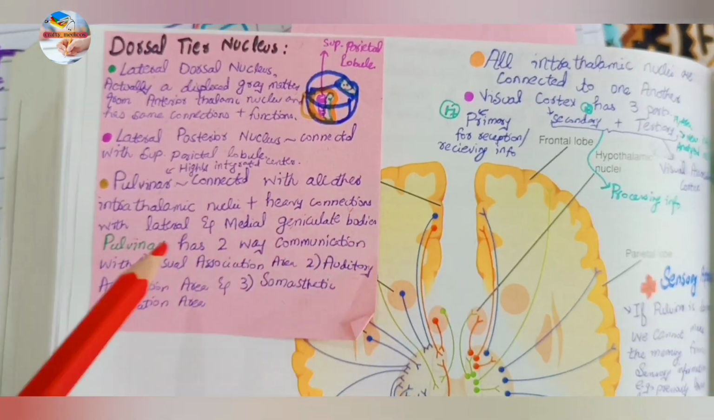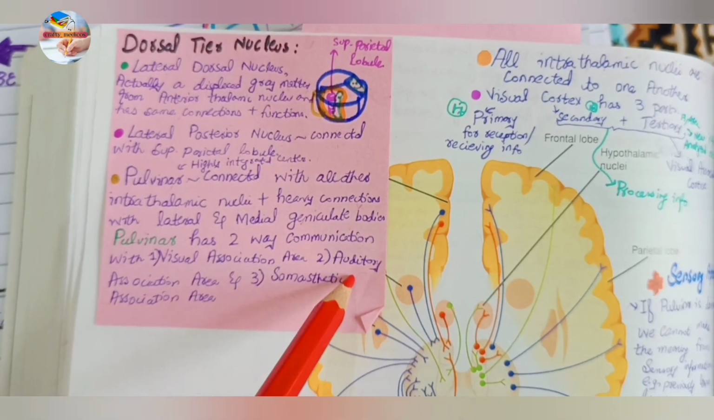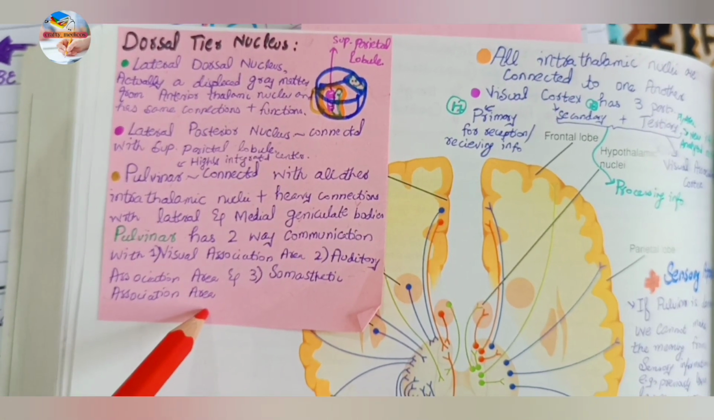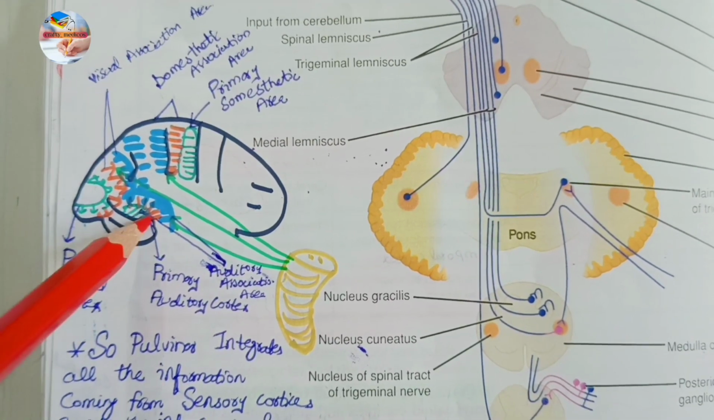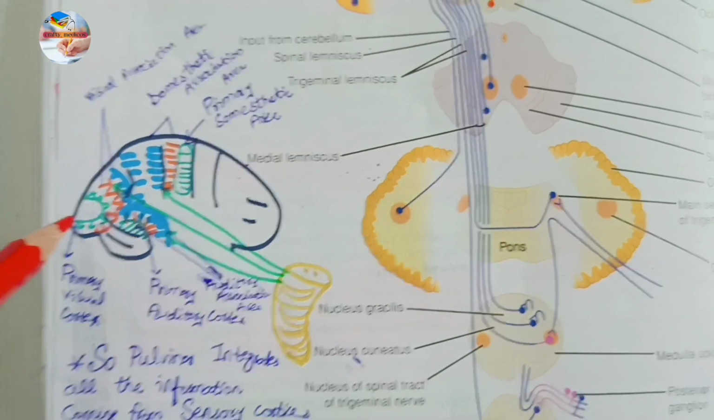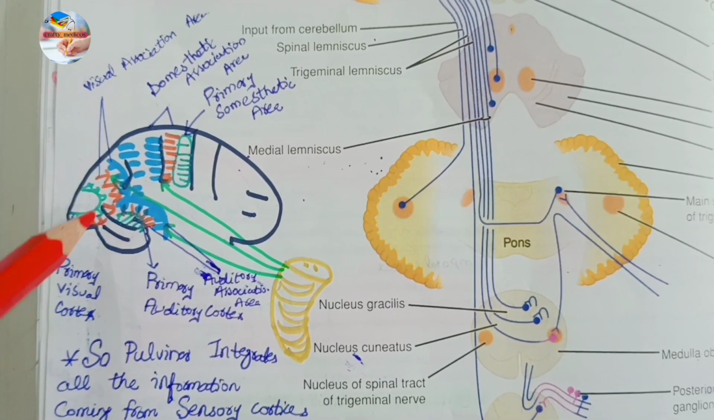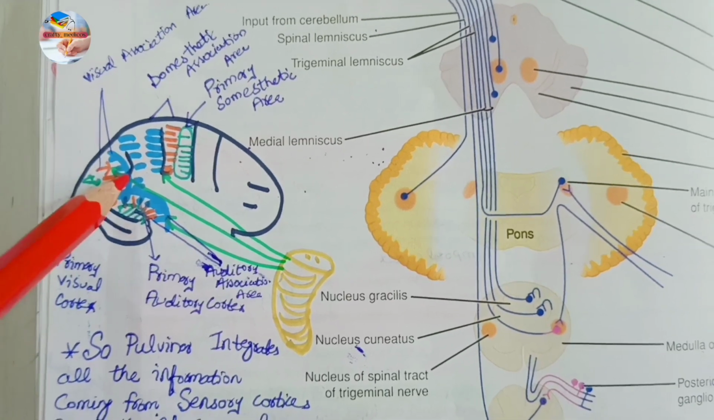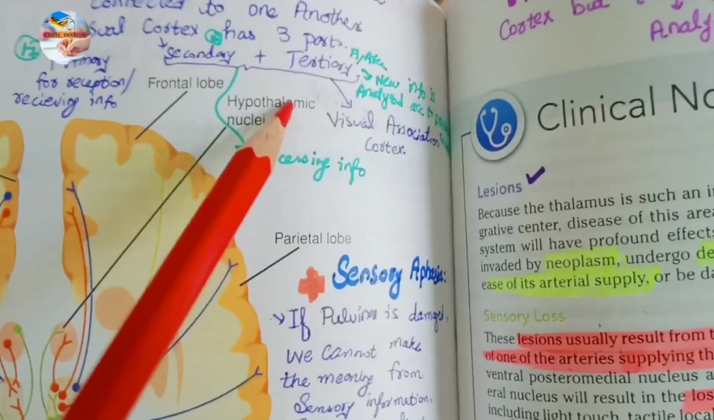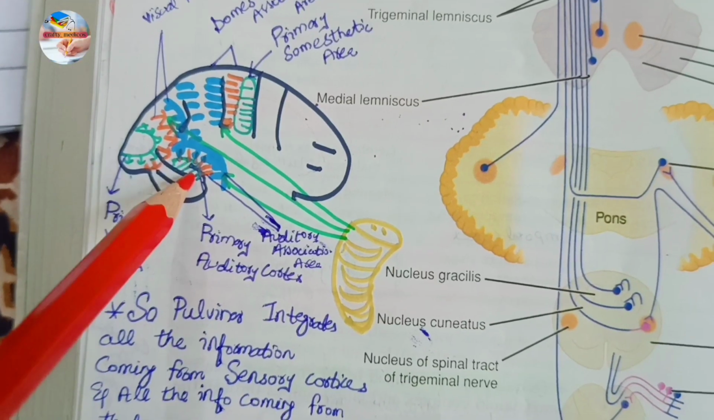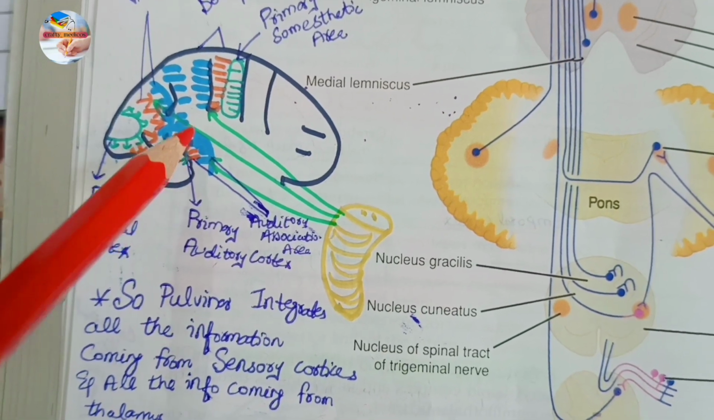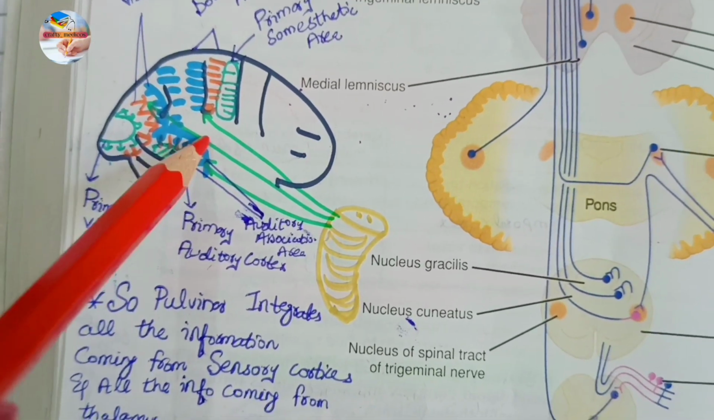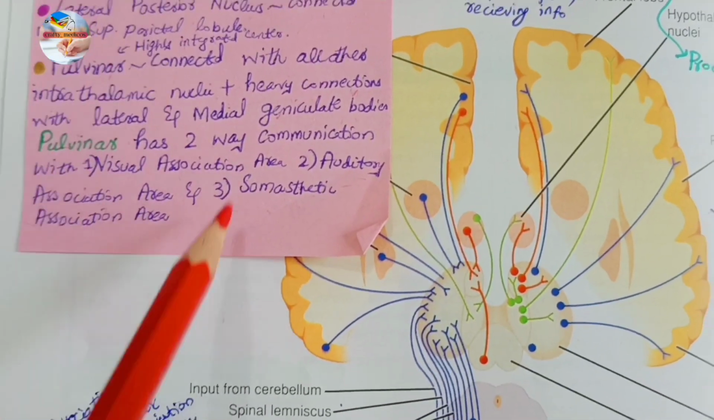The pulvinar has two-way communication with the visual association area, the auditory association area, and the somatosensory association area. In the cerebral cortex, there are many parts which are related to these special senses. For example, in case of the visual sense, there is the primary visual cortex, then the secondary visual cortex, and then the tertiary visual cortex. The secondary plus the tertiary visual cortex will form the visual association cortex, and the same is in case of the auditory cortex, in which there is first the primary auditory cortex, then the secondary and tertiary auditory cortex, and the secondary and tertiary will form the auditory association area. It means that this pulvinar is a highly integrated center and it is connected with the association areas.